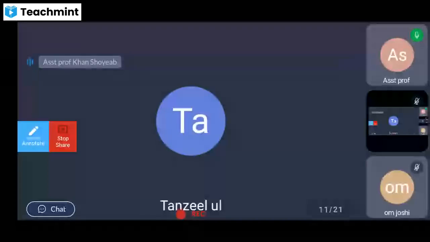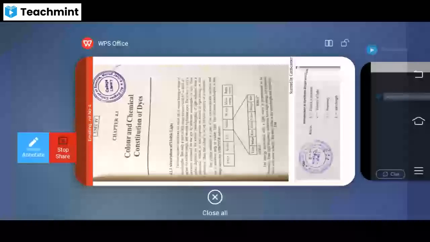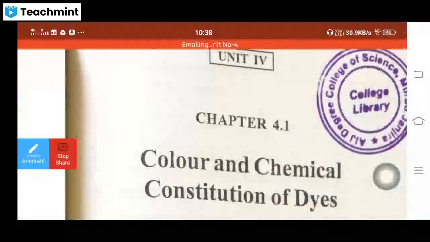Today we start Unit 4 of Drugs and Dyes. 4.1, the last unit of Drugs and Dyes: Color and chemical constitution of the dyes.